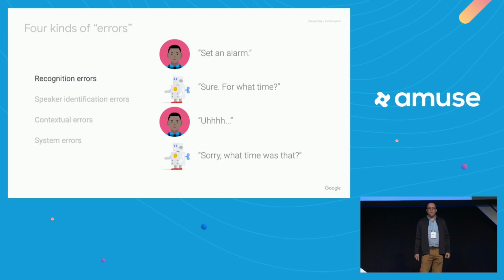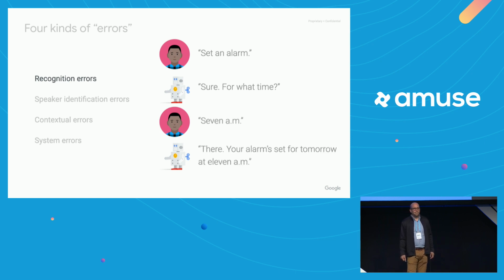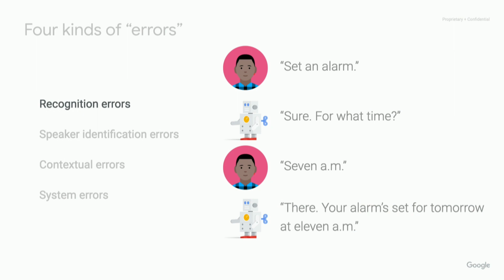So you say set an alarm, it says sure, for what time? And the person says, and the system comes back and says, sorry, what was that? There's also false accepts, where the system's very confident and understood you, but is totally wrong. So you say set an alarm, it says sure, for what time? You say 7 a.m., and it says got it, 11 a.m. This happens more than we would care for it to happen.